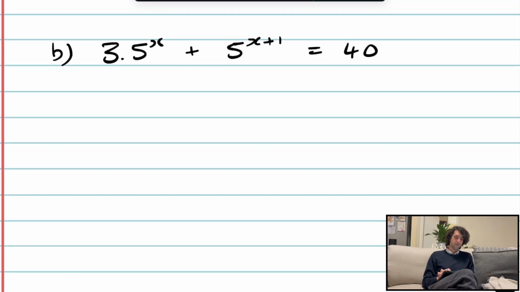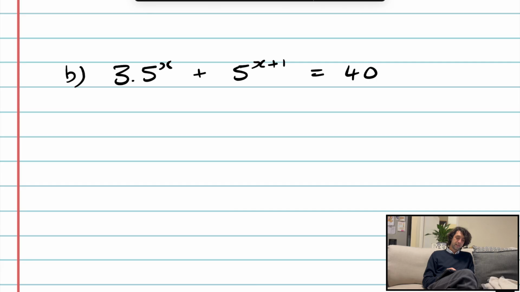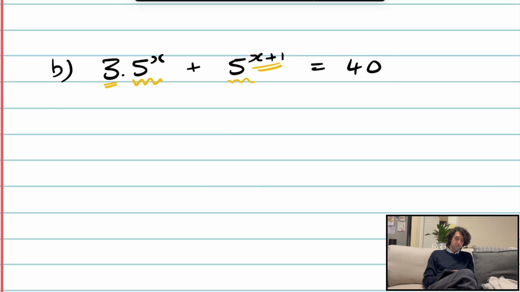Okay, let's try another one. Immediately I'm seeing I have a 3, I've got this 5 to the power of x, I've got another 5 to the power of x, but I need to split it up first, and that is all equal to 40. So let's begin. 3 multiplied by 5 to the power of x plus, and here comes the split, 5 to the power of x multiplied by 5 to the power of 1 is equal to 40.